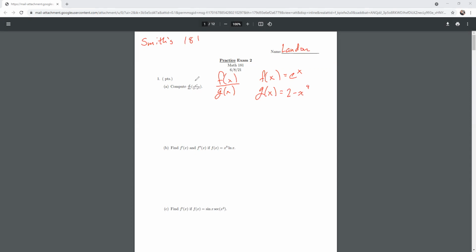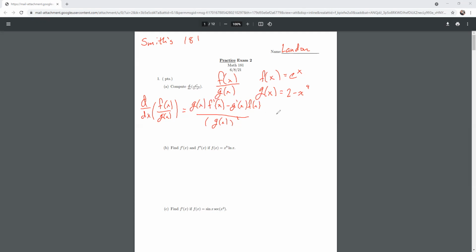Okay, so if we want to find the derivative d/dx of f of x over g of x, there's a formula for it, right? If I remember correctly, it's g of x times the derivative of f, so f prime, minus g prime of x times f of x, all over the bottom function squared, so g of x squared. Okay, so that's the derivative.